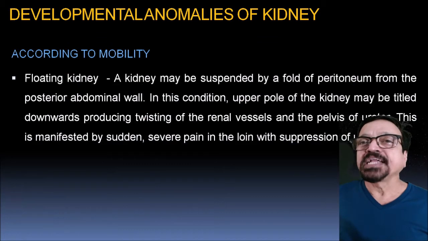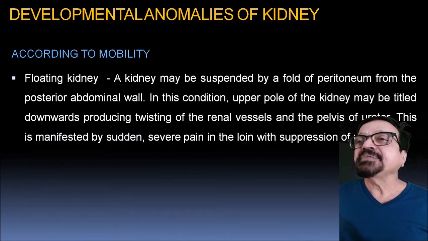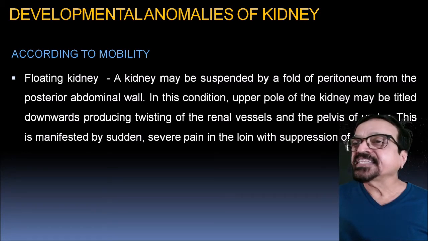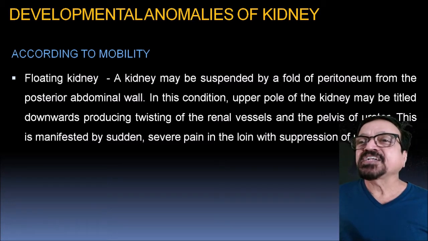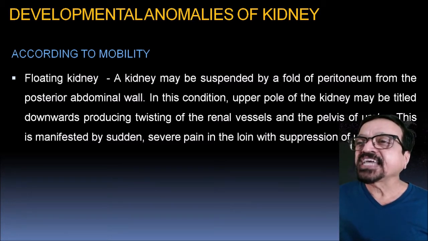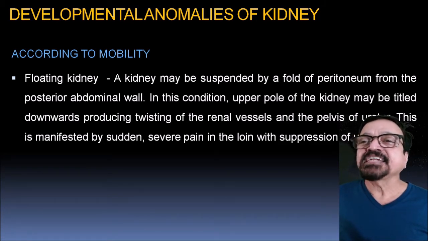Then, according to mobility, floating kidneys. A kidney may be suspended by a fold of peritoneum from the posterior abdominal wall. In this condition, the upper pole of the kidney may be tilted, producing a twisting of the renal vessels and pelvis of the ureter. This is manifested by sudden severe pain in line with suppression of the urine.